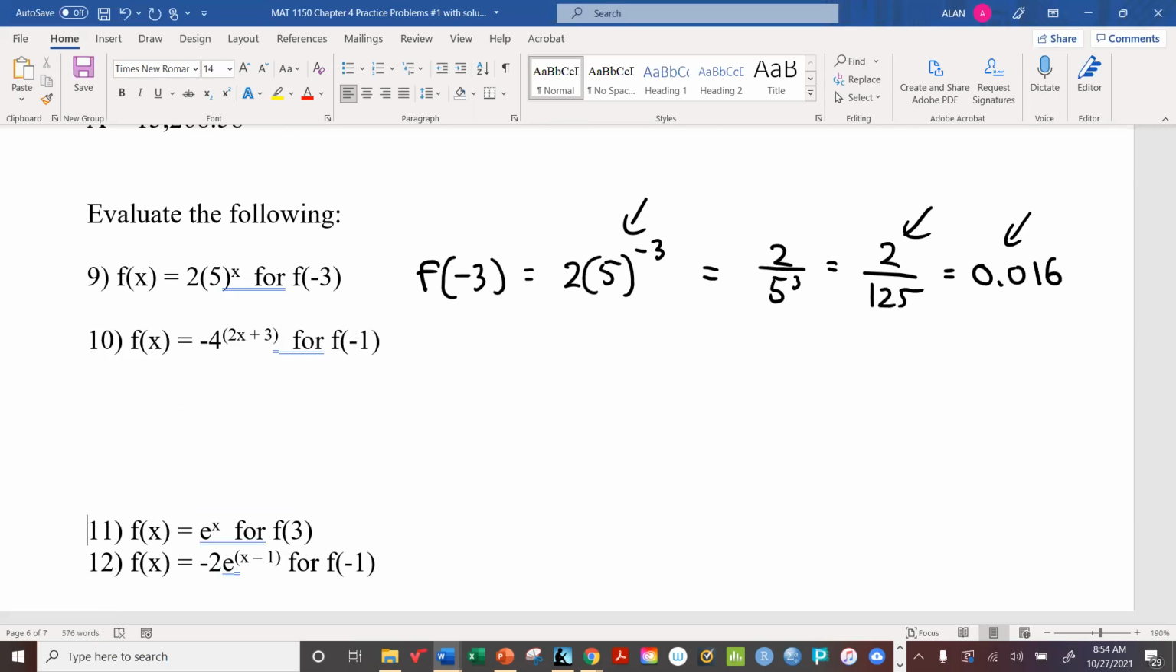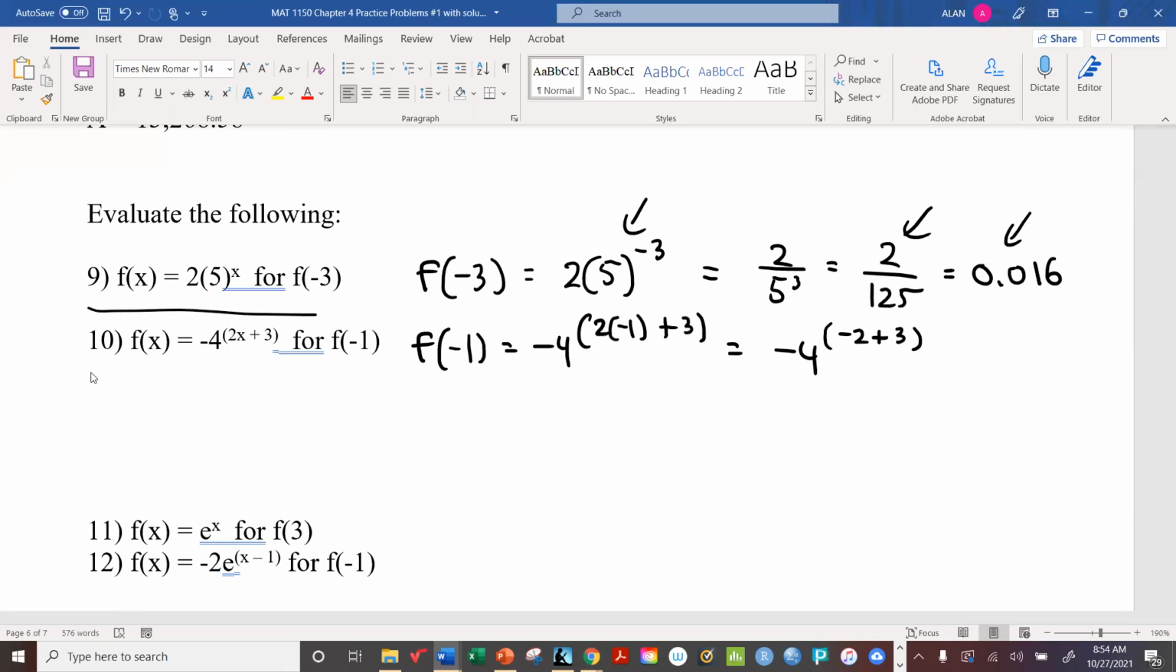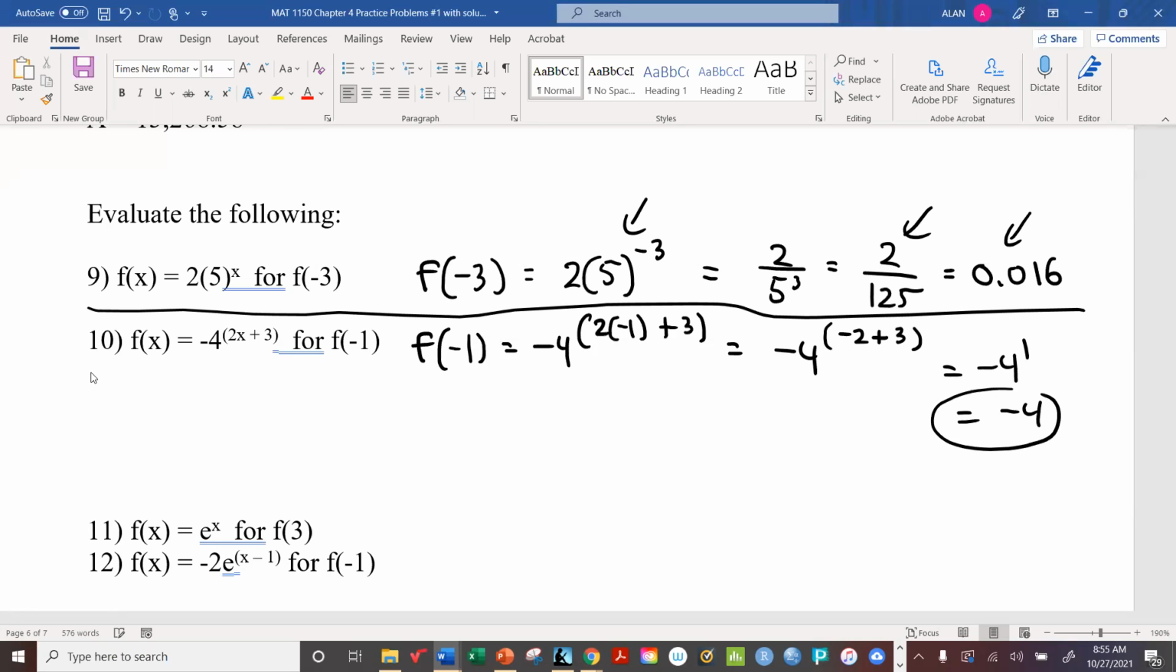All right, now for this one, keep in mind too with these, all you really have to do is be careful. So we have -4. Now, up here in the exponent, we have -2 plus 3. So you've got -4 to the first, or just -4. Well, that was nice and easy. We like that one.